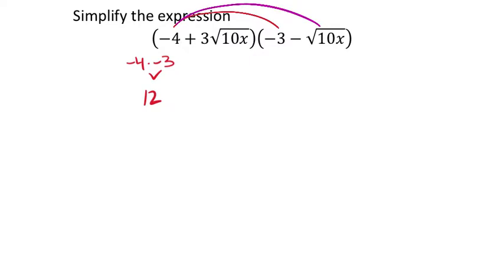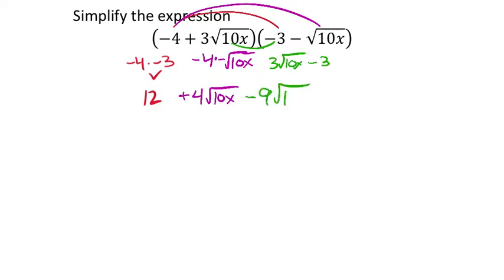But then I've got negative 4 times, I'm going to show that times by negative square root of 10x. And that 10x can be simplified. But negative 4 times the negative would make that a positive 4 times the square root of 10x. Okay, now I go to the 3 times the square root of 10x and multiply it by negative 3. So 3 times the square root of 10x times negative 3, which would be negative 9 square roots of 10x's.